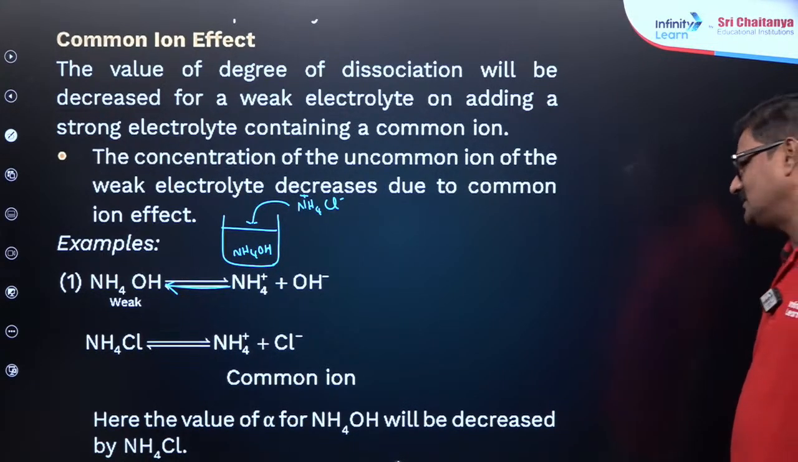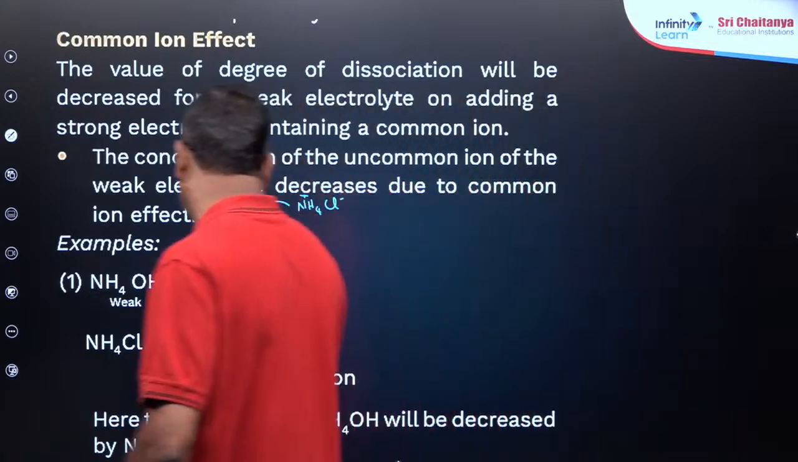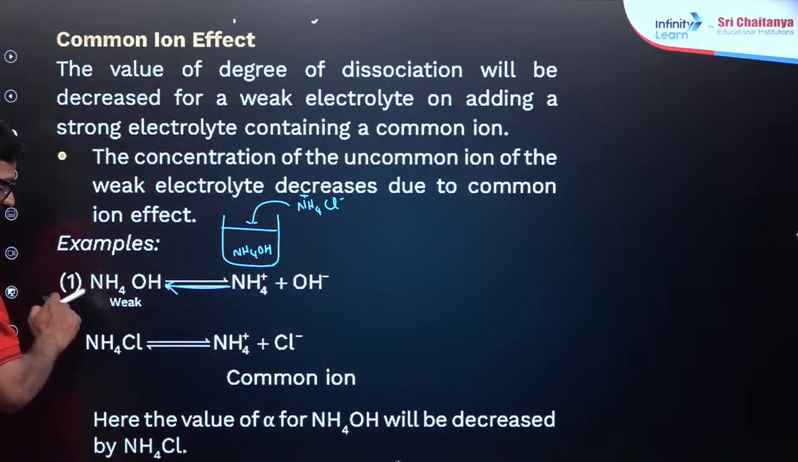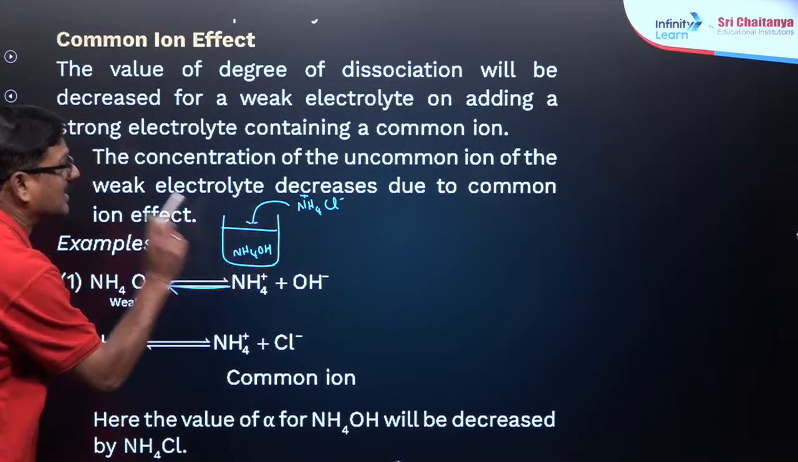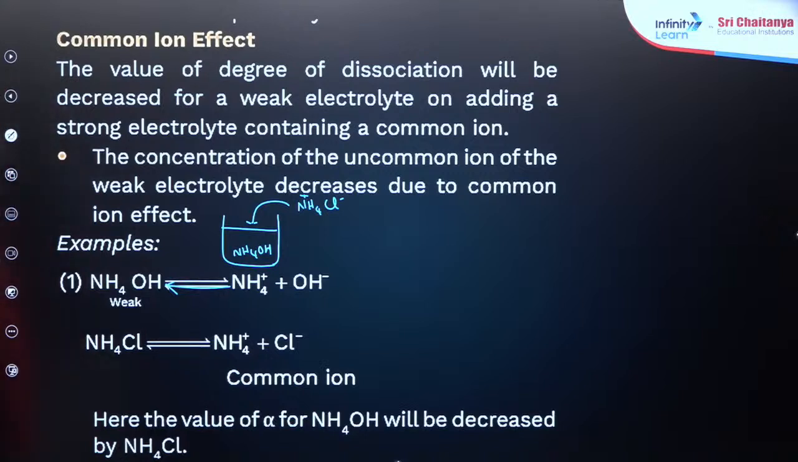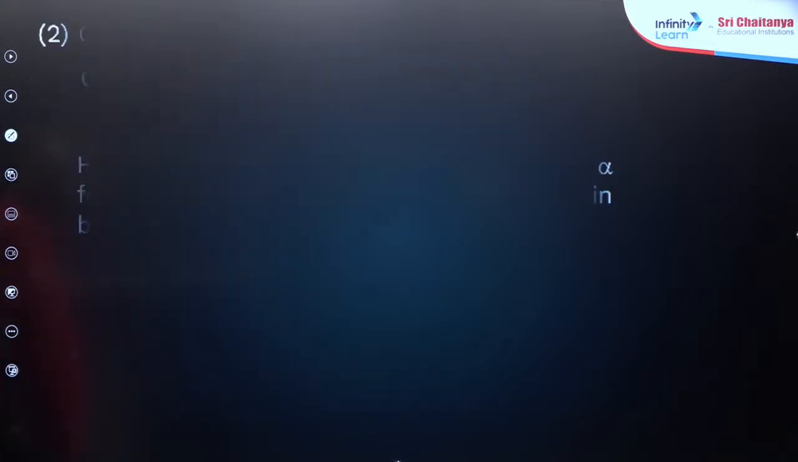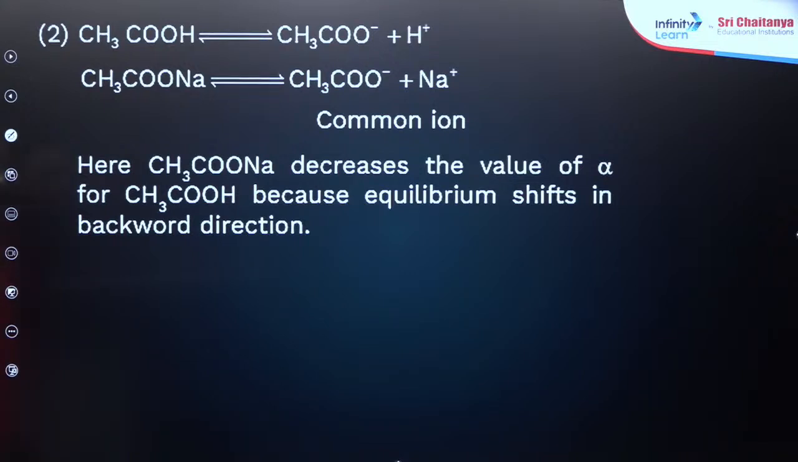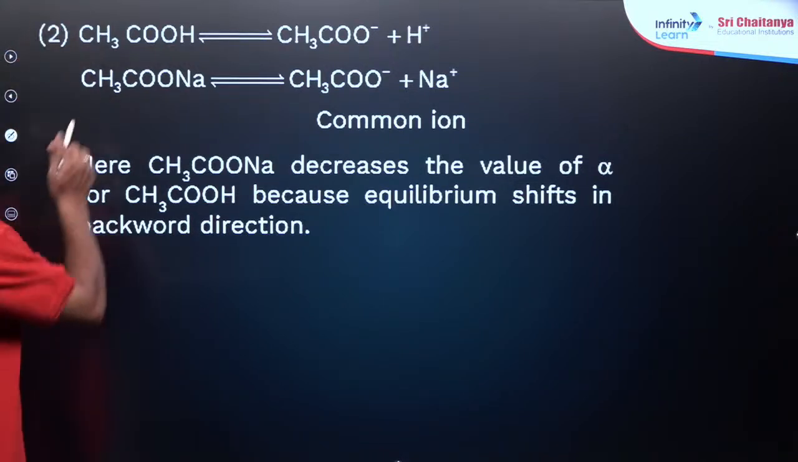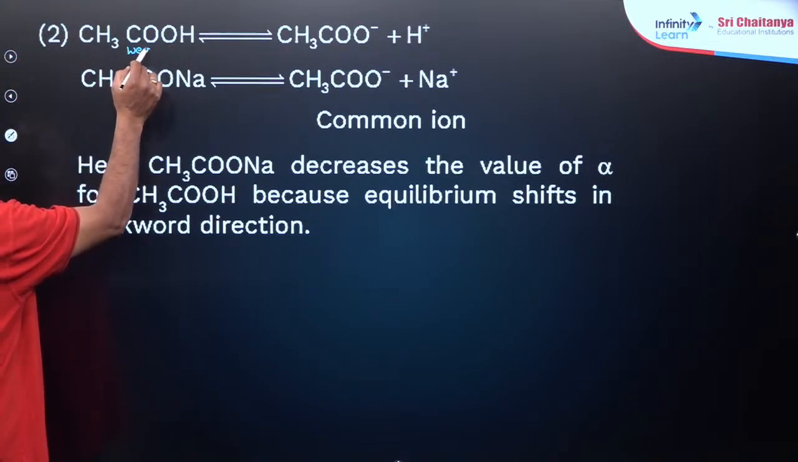Now, ammonium hydroxide is a weak electrolyte, and we are suppressing its ionization. That is called the common ion effect, and this is very, very important. And let us say acetic acid is a weak electrolyte. Acetic acid is a weak electrolyte.